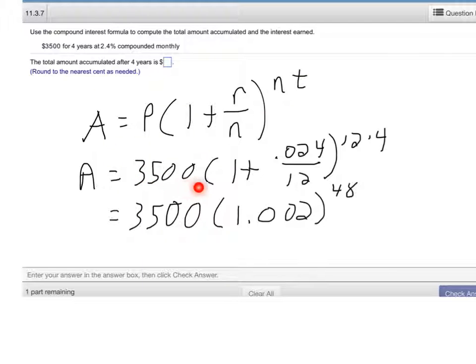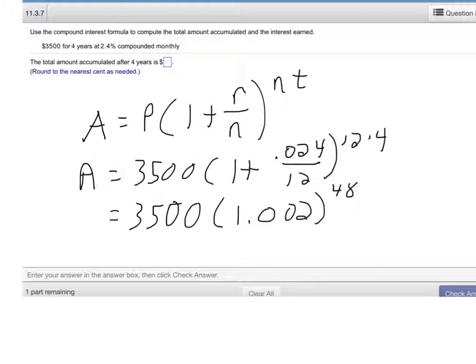And so here I've gone ahead and put it in. The principal's 3,500, the rate's 2.4% converted to decimal, over 12, to the power of 12 times 4. And so you emailed me this. The only error I could see is you were wanting to multiply by 48 instead of raise it to a power, which is a whole lot different.